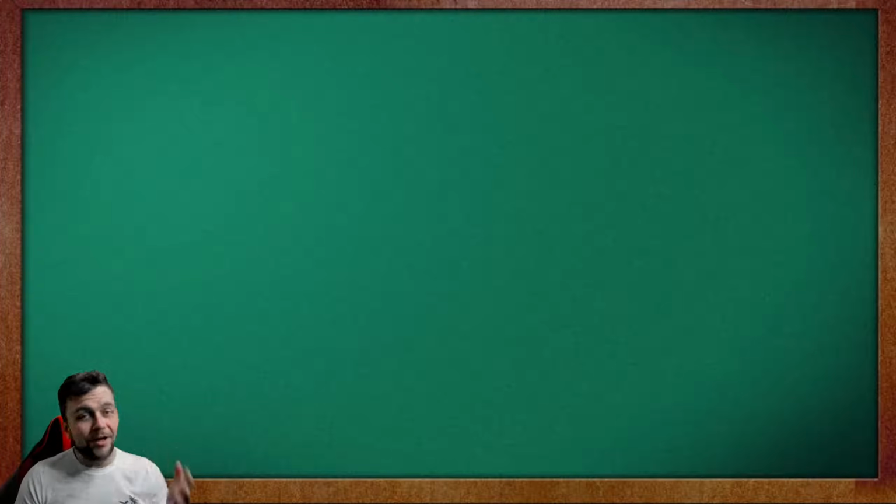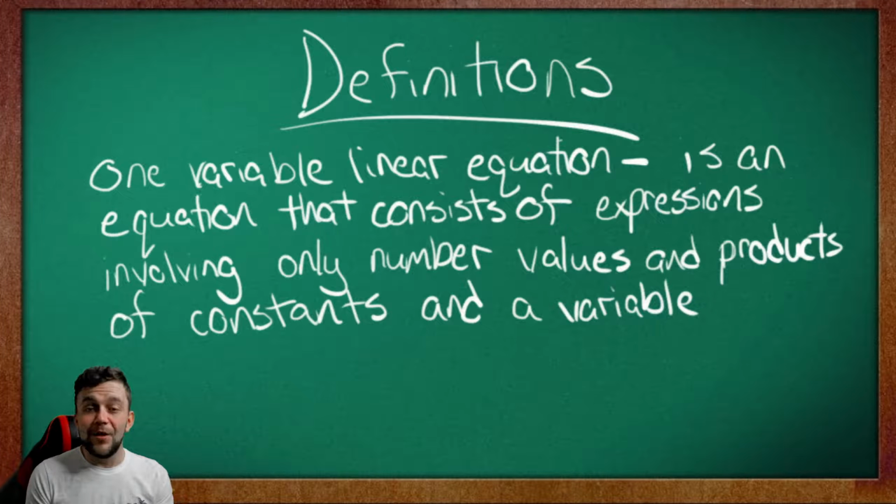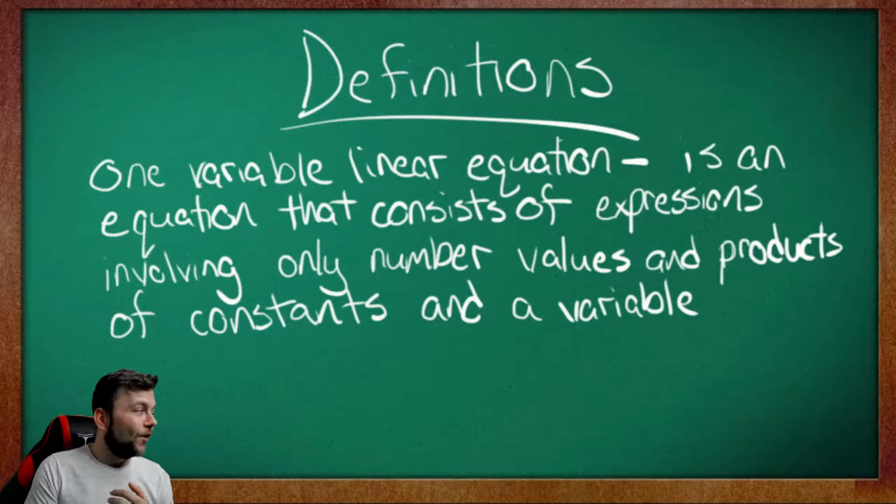So remember, we're starting off with one variable linear equations. So how to work with them, how to solve them. Once we go through all of the definitions, then we're going to go through example problems. Okay, a lot of words just showed up on the screen, I know. But let me go through this. A one variable linear equation is an equation that consists of expressions involving only number values and products of constants and a variable. Okay, so let's try to translate what is happening there.